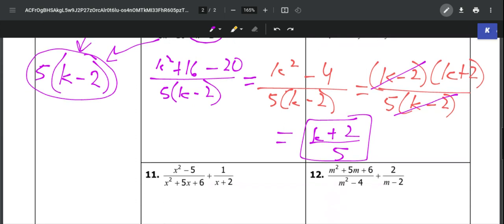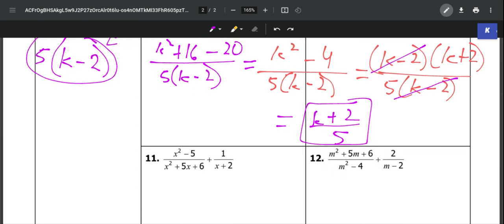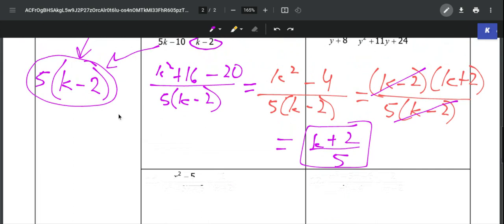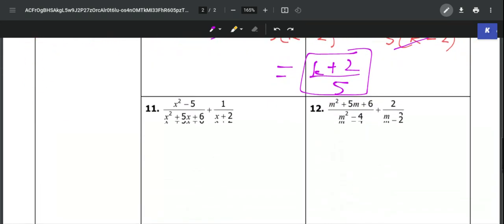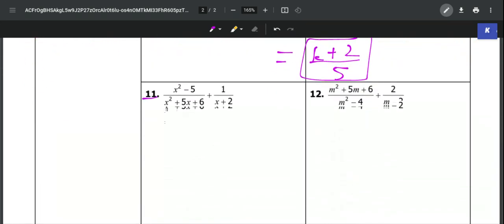And now I'm going to show you another one that's probably the most complex one, but I still don't think it's that bad, because it's the same type of process as number 9. So let's look at 11. So on 11, we've got x squared minus 5 divided by x squared plus 5x plus 6 plus 1 over x plus 2. So with our denominators, we need a common factor, but watch what happens when we factor out x squared plus 5x plus 6.